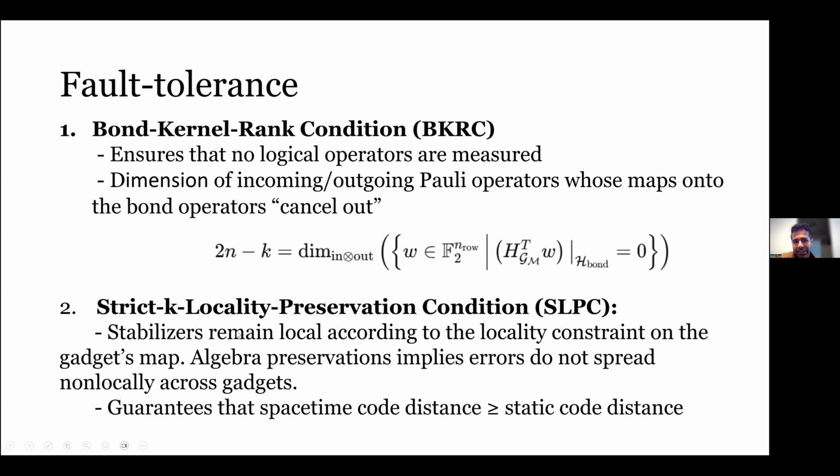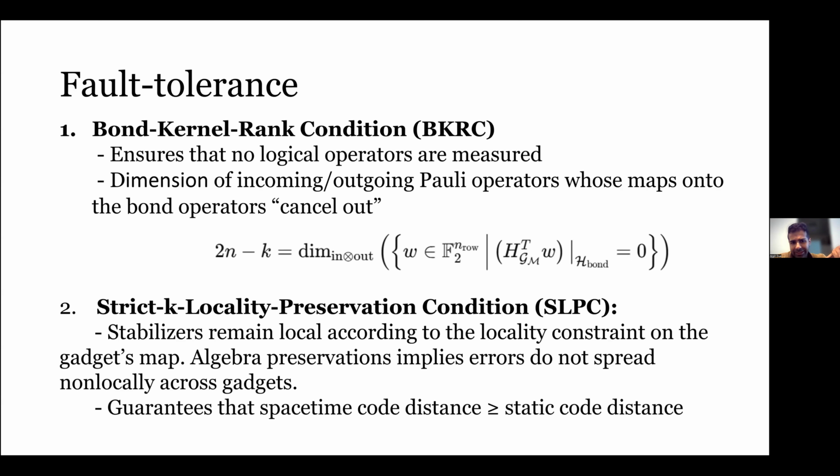And the second thing is the strict locality preservation condition, which is used to argue that the space-time distance is not reduced across this dynamics. And this basically uses the fact that when we are specifying these gadget maps with this locality constraint, then the evolved stabilizers under the space-time dynamics are also local, as local as the locality constraint you specify on the gadget maps, right?